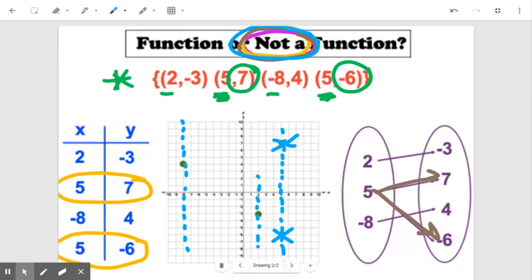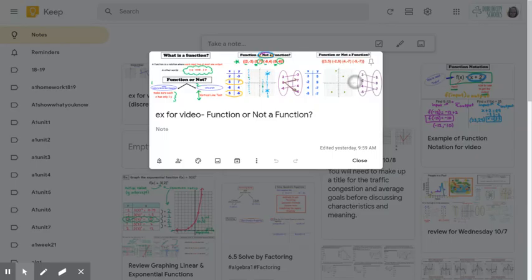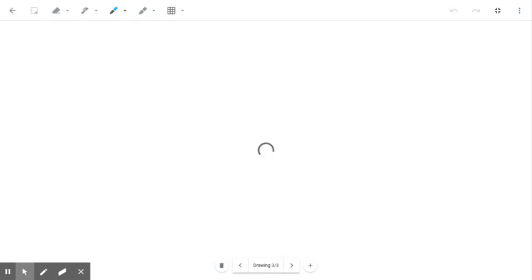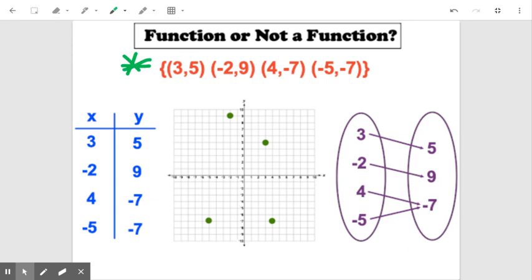Okay? Now, let's take a look at another example. In this example, again, we're determining function or not, and again, I have the same relation written using all four representations. So if I take a look up here, I can see that I have all these ordered pairs. I'm going to right away look at my x's: 3, -2, 4, -5. Those are all different, so I don't worry about anything else. I know this has got to be a function. None of the x's repeat with a different y.